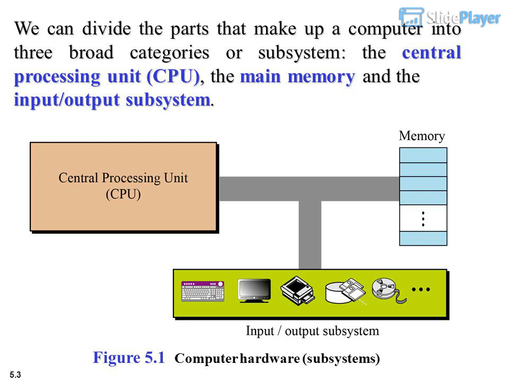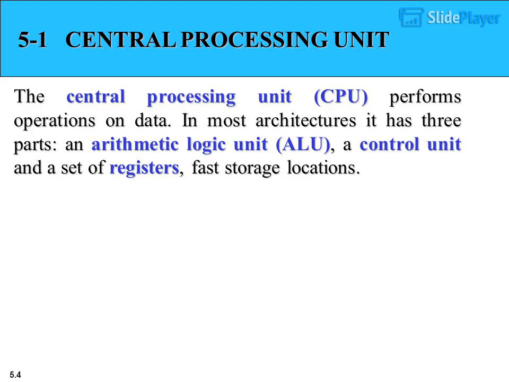Input/output subsystem. We can divide the parts that make up a computer into 3 broad categories or subsystems: the central processing unit, CPU, the main memory and the input/output subsystem. Figure 5.1 Computer hardware subsystems. 5.1 Central processing unit. The central processing unit, CPU, performs operations on data.